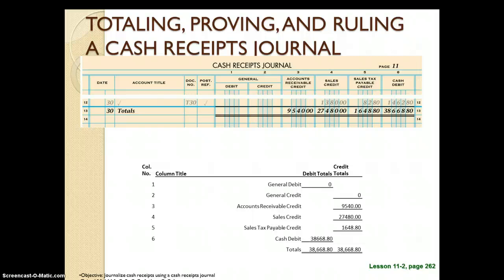We write totals to show that we are totaling out this journal. Then we add each of the columns: our accounts receivable credit column, our sales credit column, our sales tax payable credit column, and our cash debit column. After we add these up, of course we do our rulings. We did our single line ruling to show there was a subtotal. We did our double lines to show that we verified this was correct. But we didn't do those double lines yet.